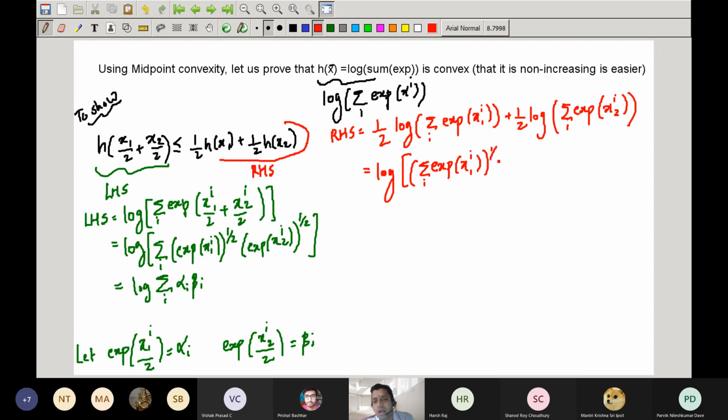The summation raised to half. Likewise, I have the other summation also raised to half. Now, can I just multiply the two? Log of, so sum of logs is log of the product, right? So I've done that as well. I'm now having exp of x2i summed over all i, the whole raised to half.